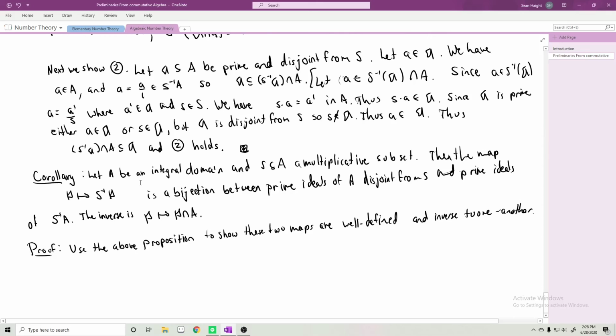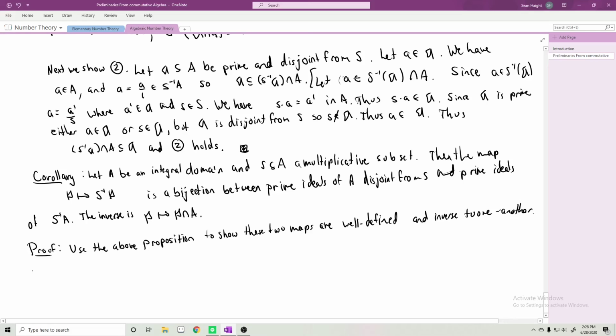So another way to think about this is you should think of this as some analog of, I guess some people call it the fourth isomorphism theorem, which tells you about ideals in a quotient ring. So prime ideals in a quotient ring are exactly prime ideals in the larger ring containing the ideal you're quotienting out by. And here, instead of containing the ideal you're quotienting out by, the condition is being disjoint from your multiplicative set.